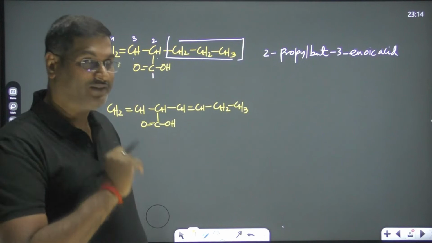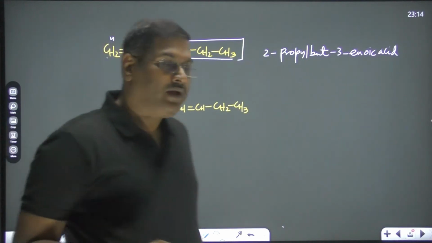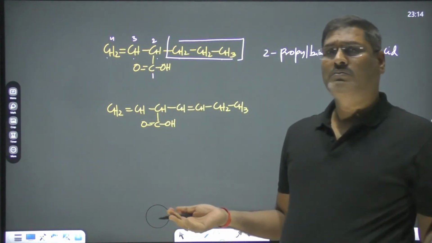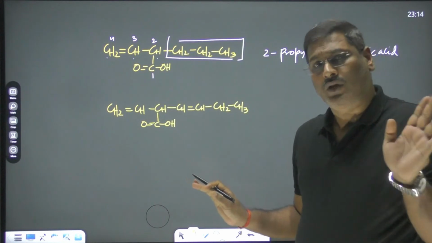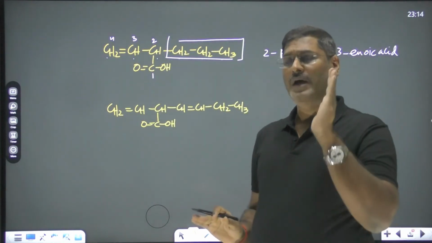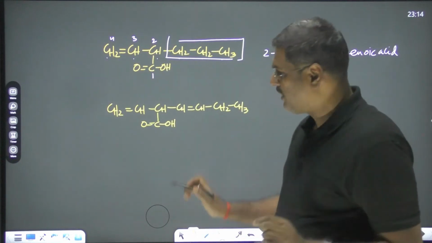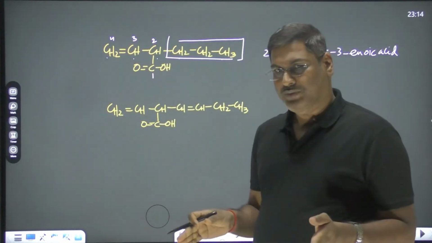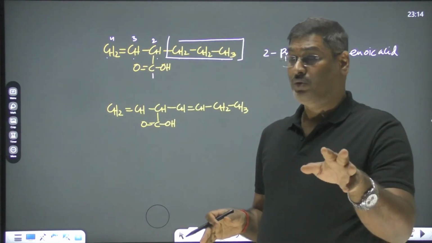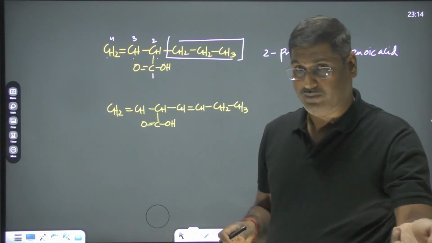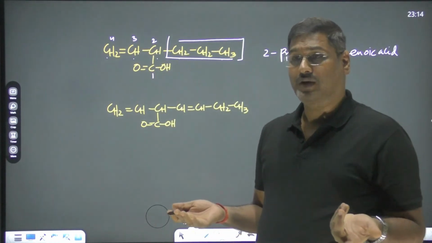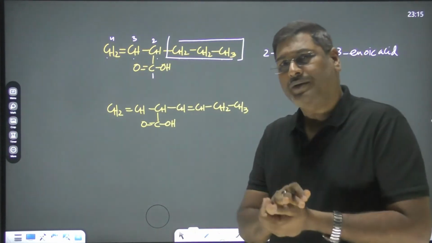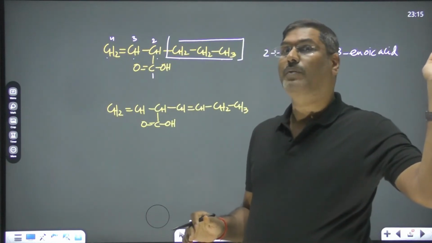So if the double bond is there like this, and not only that one, if more than one double bond is there, then also we don't care. Then also we should see that the parent chain must include first the functional group, second the double bonds. We must try to include the maximum number of double bonds or triple bonds, but this is not so compulsory. Whatever maximum you can include, you include. After that, as I told you, the third thing is the number of carbon atoms.